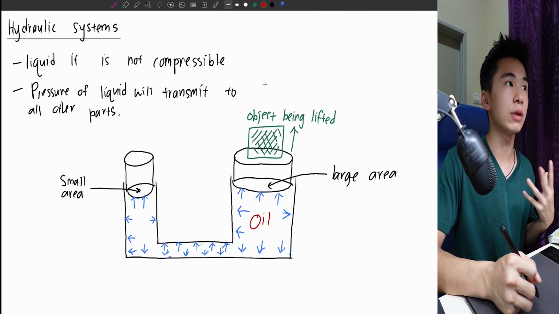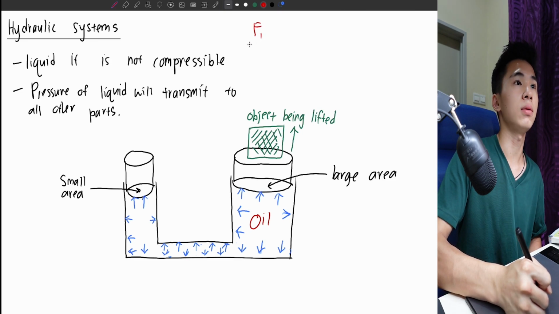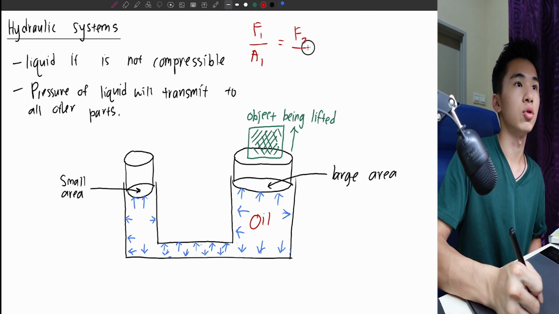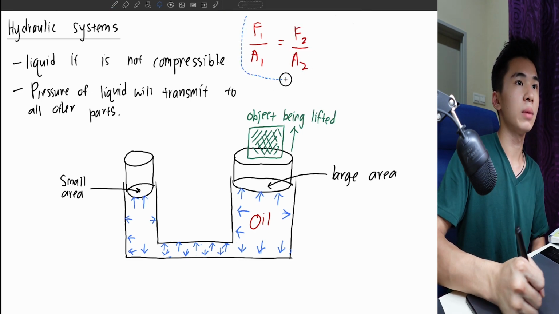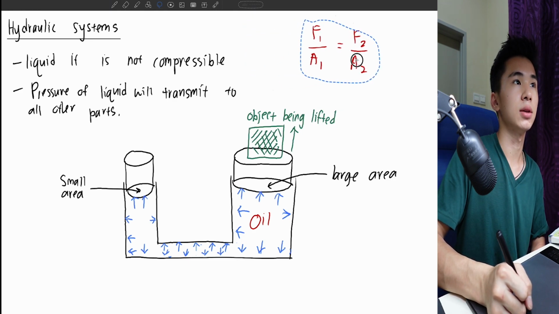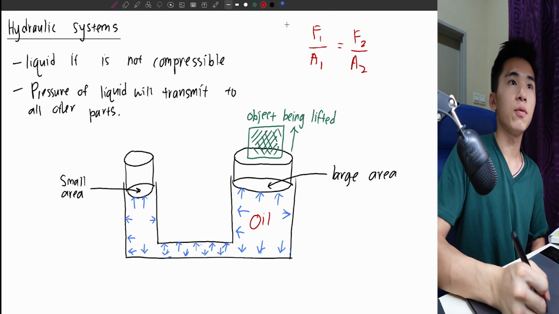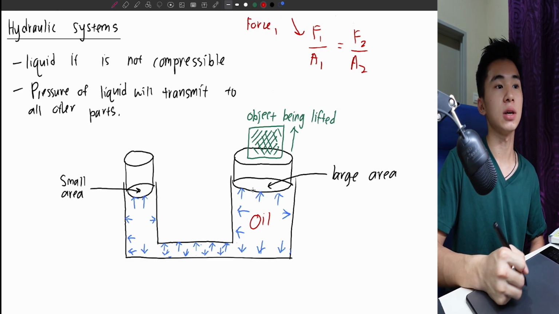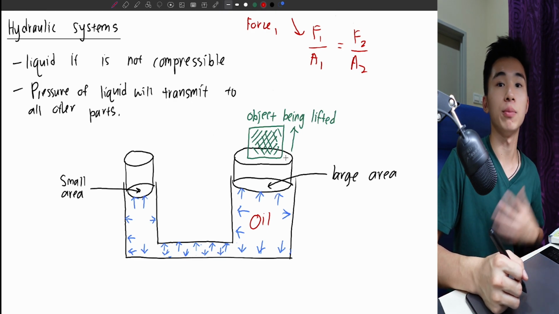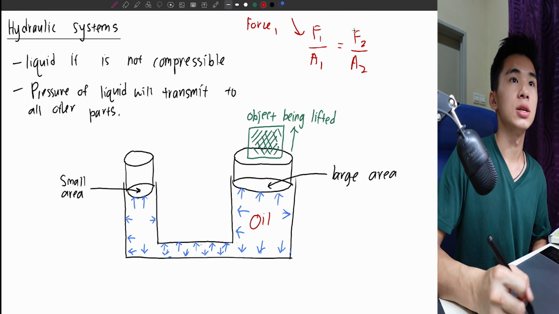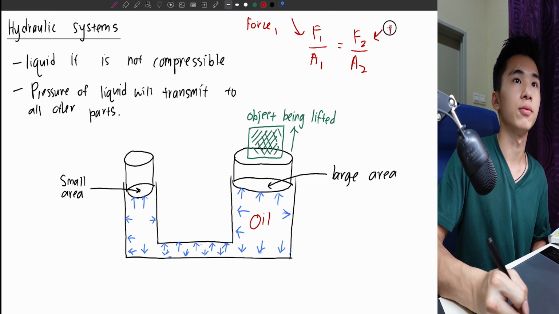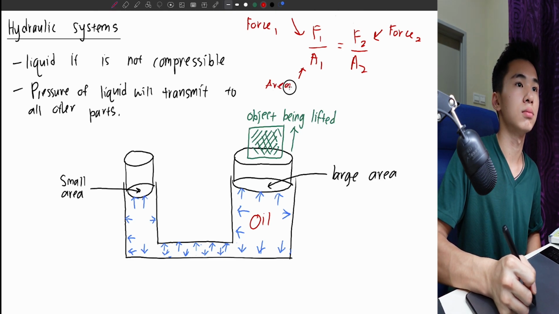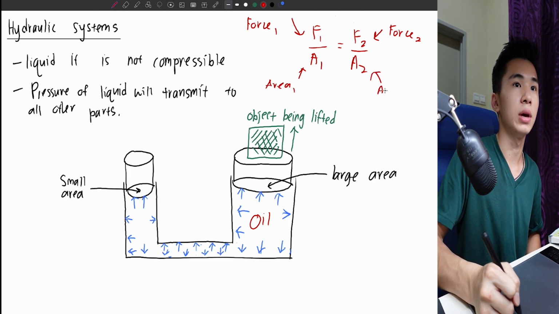And the formula of this hydraulic system is F1 over A1 equals F2 over A2. Okay, so let me just put it to my left a little bit. F1 is the initial force, the initial magnitude of the force, and after the liquid exerts pressure, there will be force to our object, right? So this will be our new force, which is force 2. And A1 is our initial area, and A2 will be our final area.